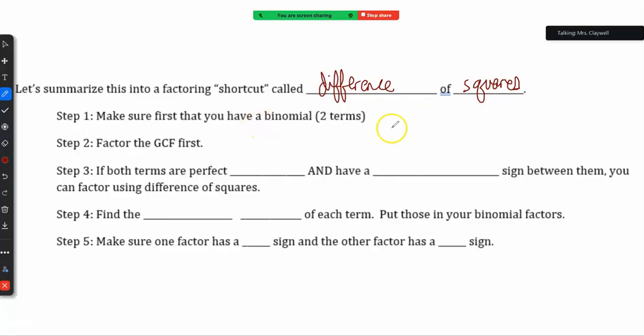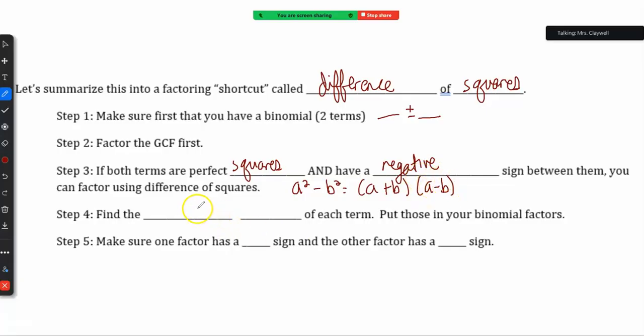First, we want to make sure we have a binomial, which means two terms, so like something plus or minus something, so just two terms. Then we want to factor out the greatest common factor. If both terms are perfect squares and have a negative sign, we can use something called difference of squares. So if I have something squared minus something squared, this becomes a plus b, a minus b.